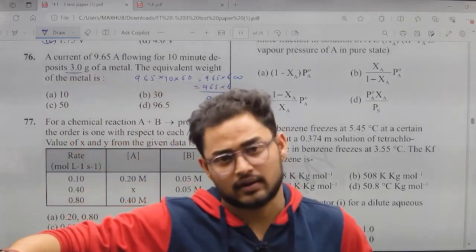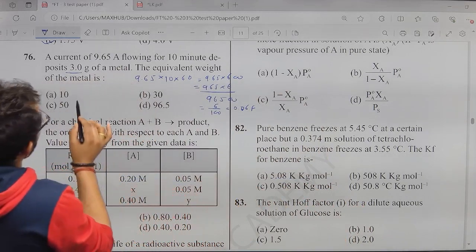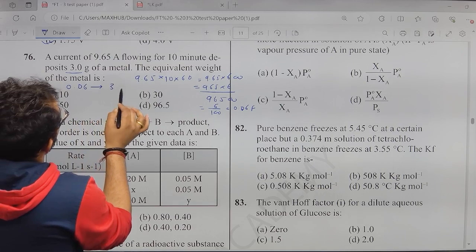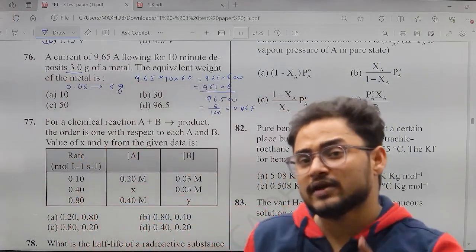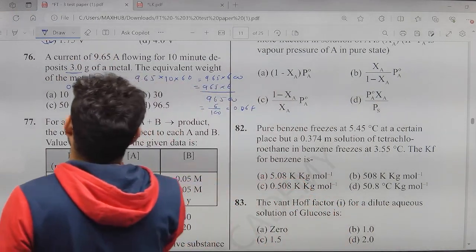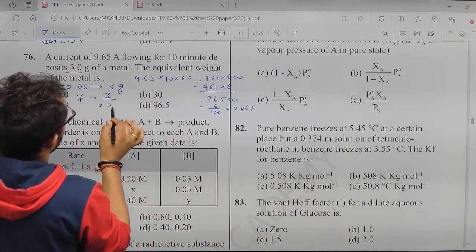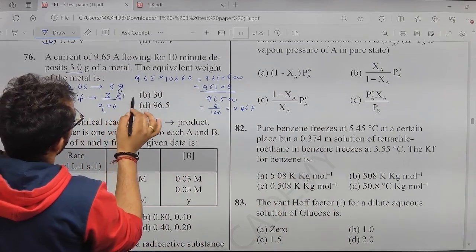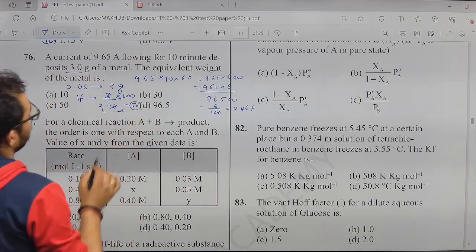0.06 Faraday. Listen, if 0.06 Faraday is producing 3 gram, then how much gram will be deposited by 1 Faraday? Listen, 1 Faraday will deposit 3 upon 0.06, so this will be 300 upon 6, which is 50. So 50 will be the answer.